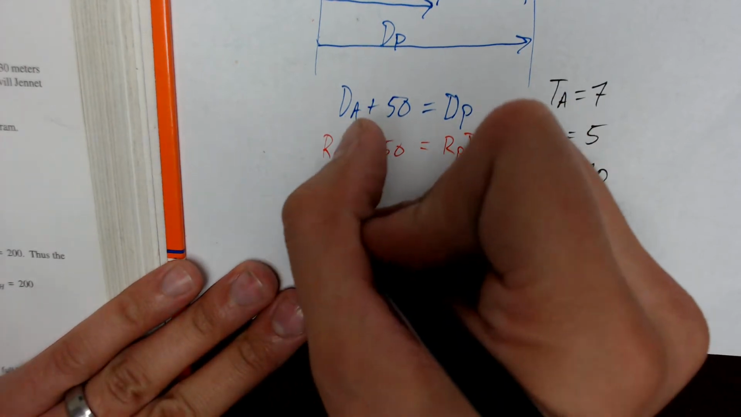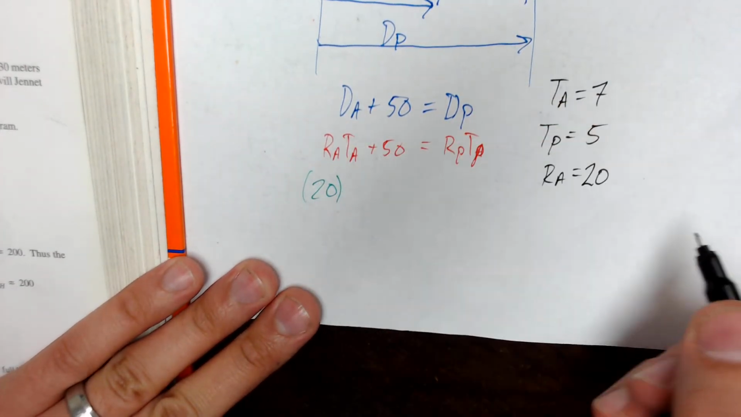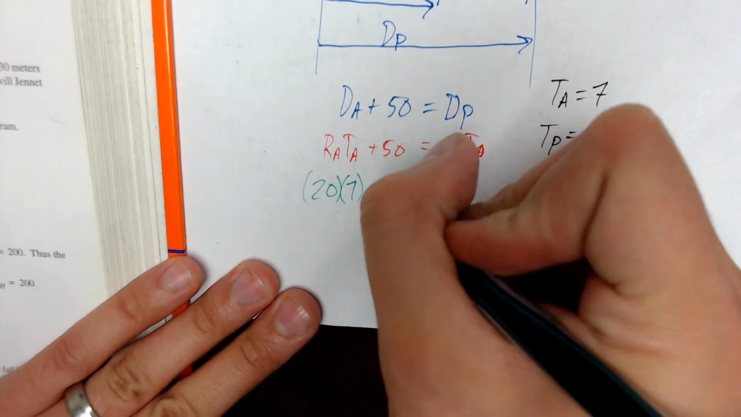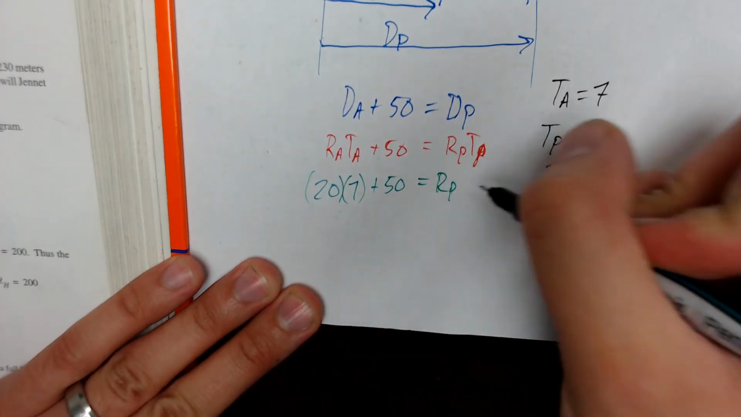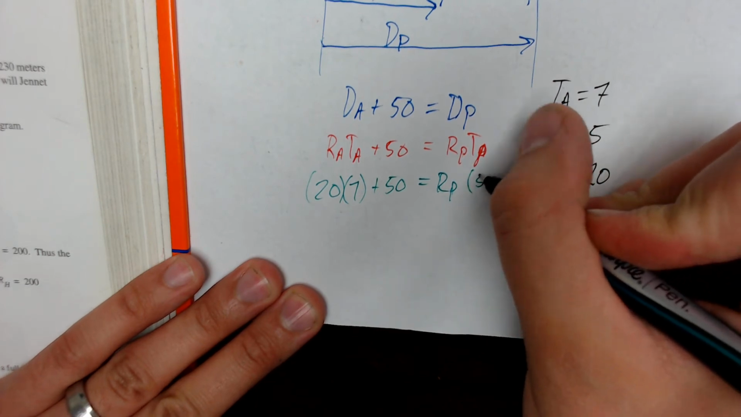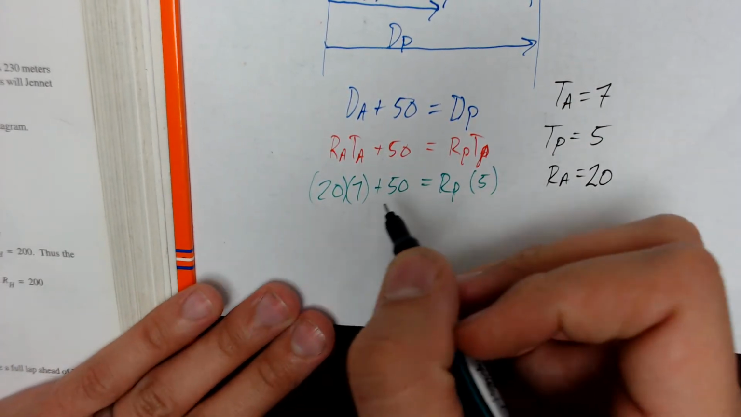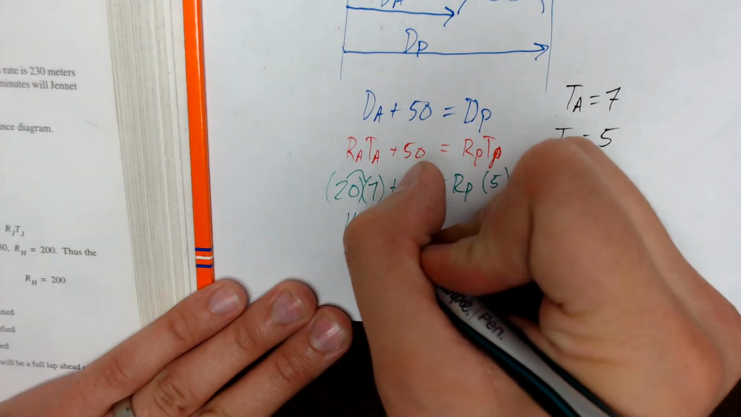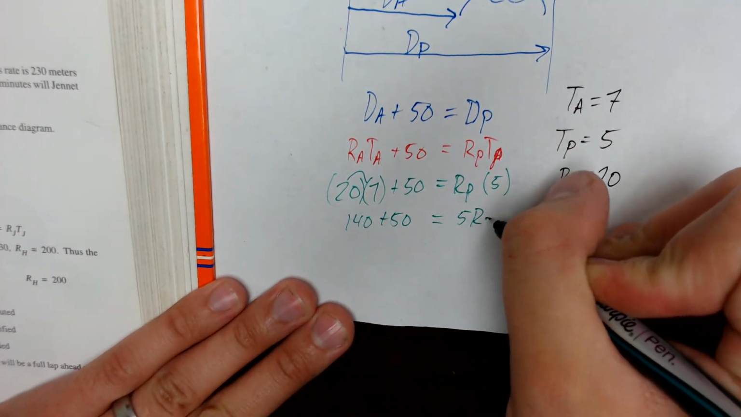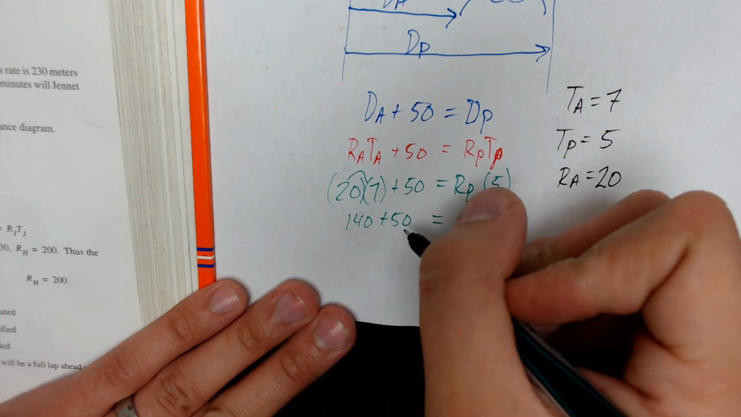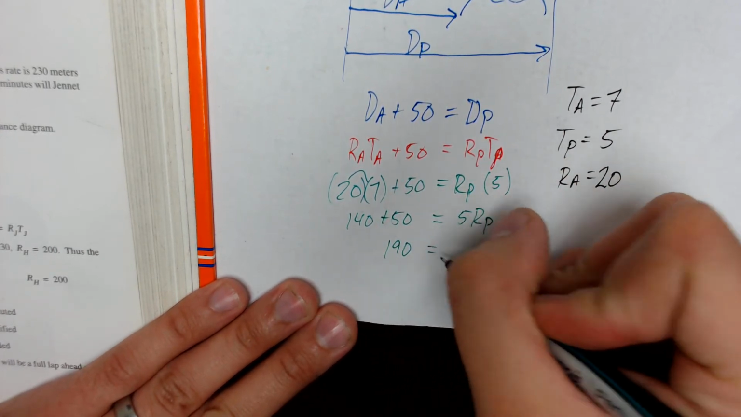So rate of Achilles is 20. Time of Achilles is 7. That plus 50 is going to equal the rate of Patroclus times his time, which is 5. So I'll simplify. 20 times 7 is 140 plus 50 equals 5 times the rate of Patroclus. 140 plus 50 is 190.